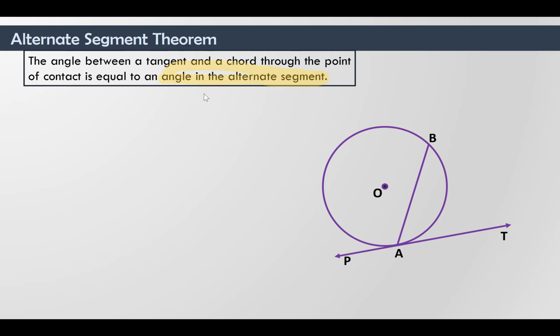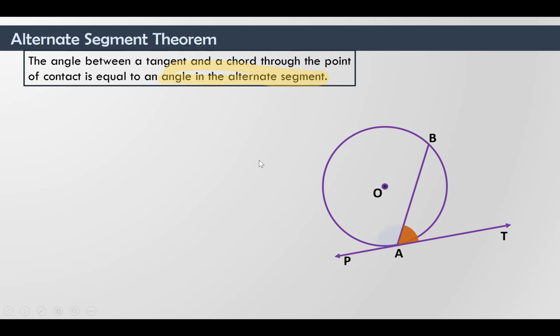So whenever a chord is drawn in a circle, the circle is divided into two segments. As you can see, the yellow colored and green colored segments are the two segments formed by the chord AB. And you can also see that there are two angles formed between chord and the tangent. One is angle BAT and the other one is angle BAP.